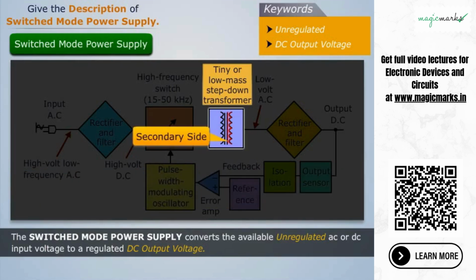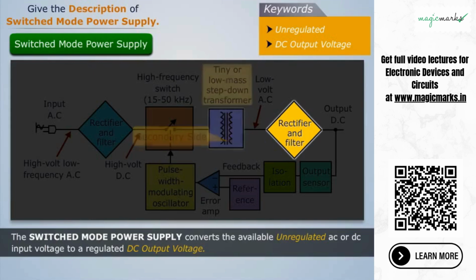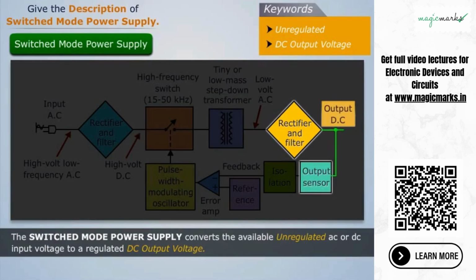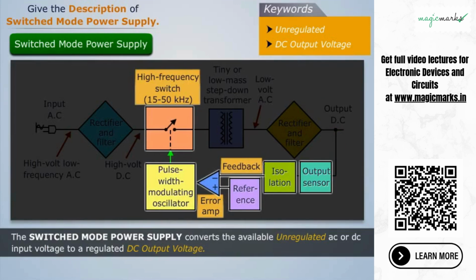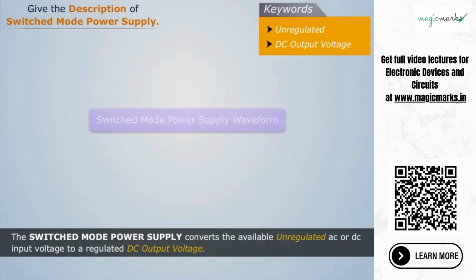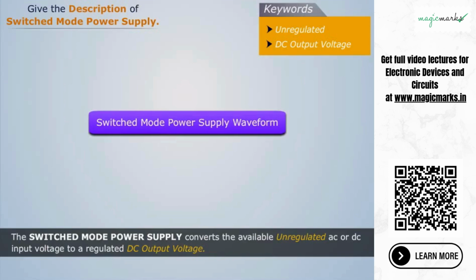The output of the secondary side of the transformer is rectified and filtered. Then it is sent to the output of the power supply. A sample of this output is sent back to the switch to control the output voltage. Now let us see the switched mode power supply waveform.